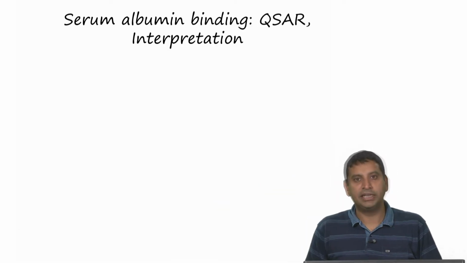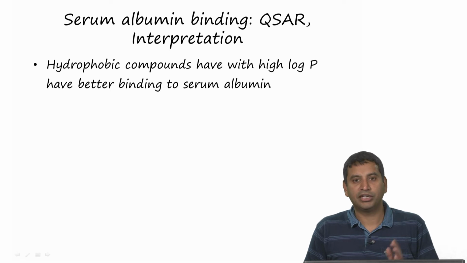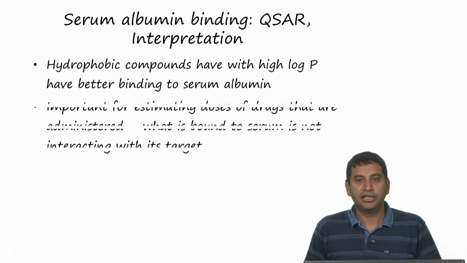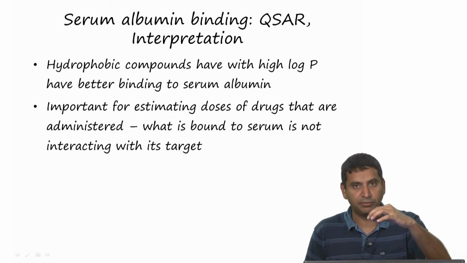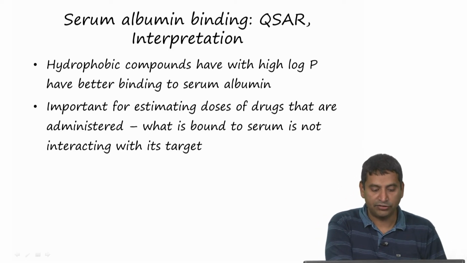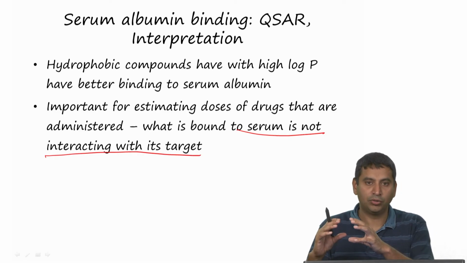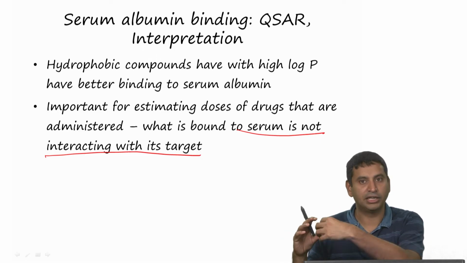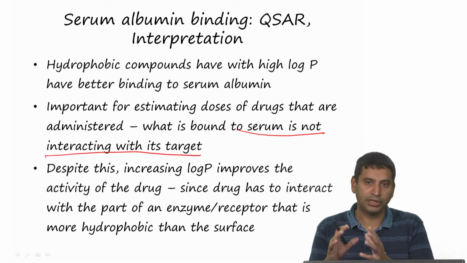Now, in the example that we looked at, where we looked at serum albumin binding, the interpretation of QSAR is that hydrophobic compounds which have a high logP have better binding to serum albumin. And it is important because the more hydrophobic the molecule is, the better it binds to serum. If a molecule binds better to serum, then it is not interacting with the target. So, you want the molecule to be interacting with the target and not interacting with the serum, and therefore, you would prefer a molecule which has appropriate logP.